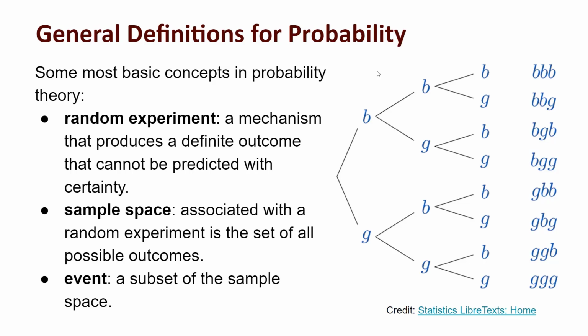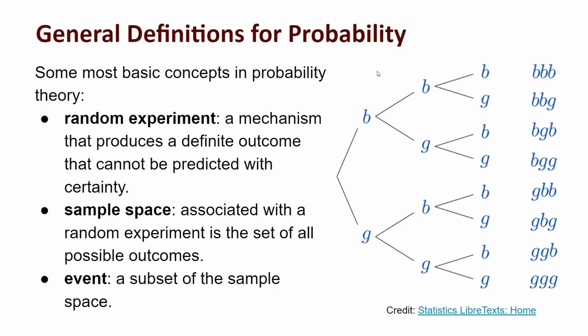So every time there is randomness there. If there is certainty involved, then it's not a random experiment anymore. And the random space, or sample space, associated with a random experiment is the set of all possible outcomes. For example, the one to the right here.